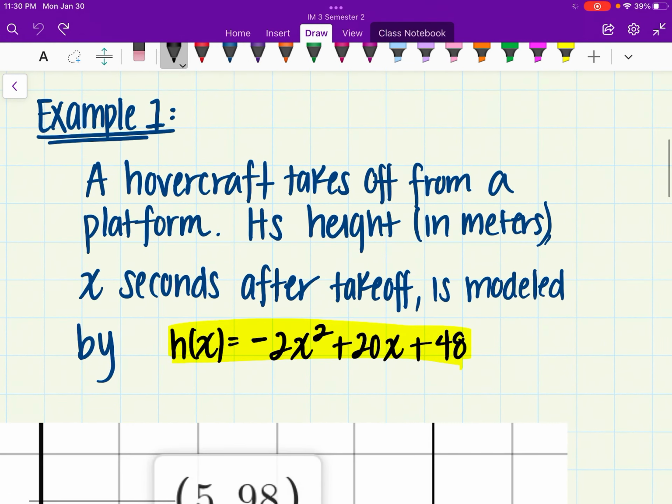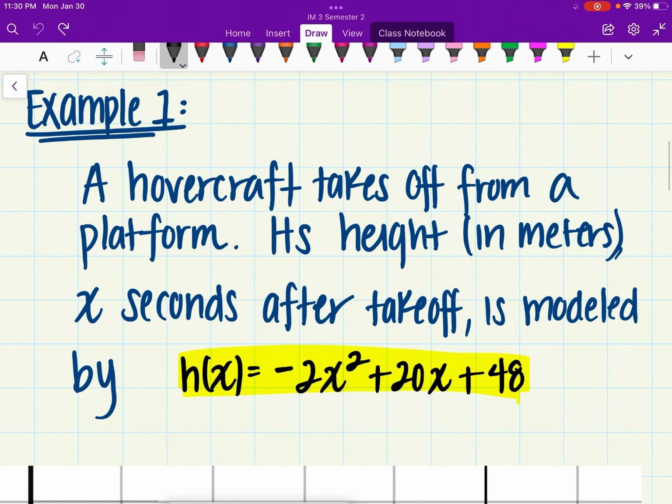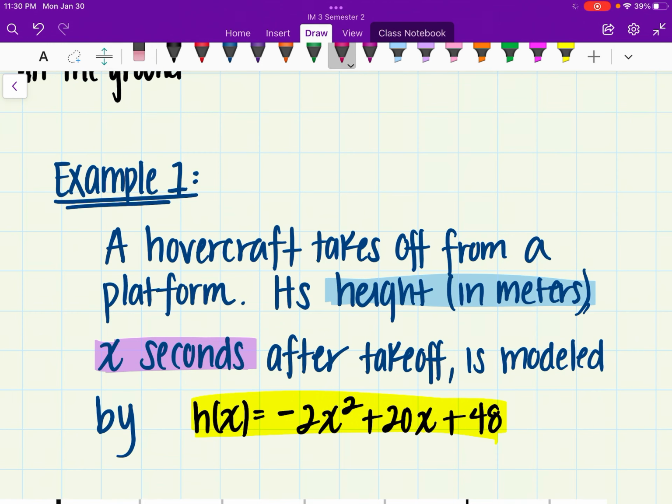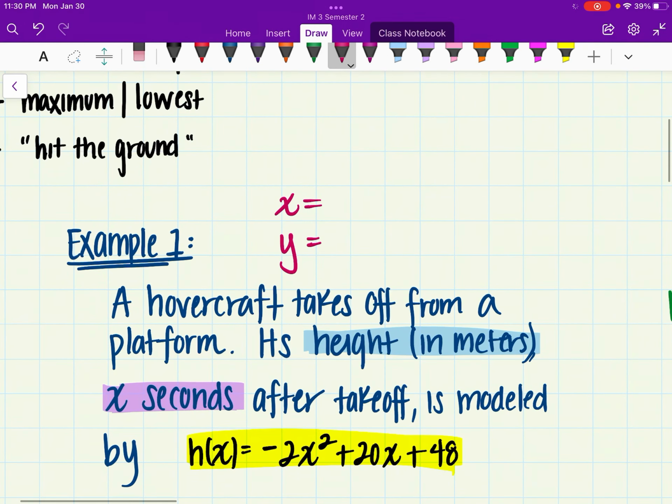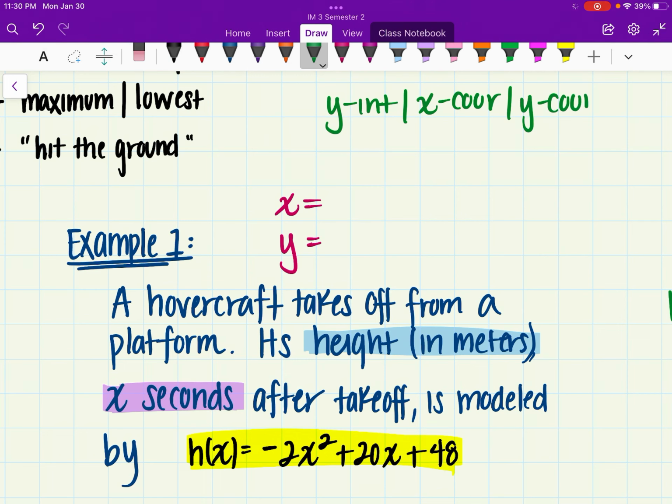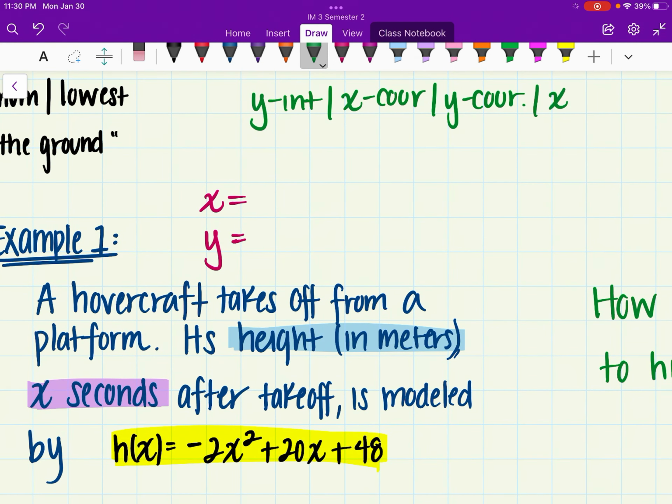Now, from there, I want to take a look back at the prompt here. They're giving us 2 units of measure. It says we have height in meters, and we also have x seconds. I did mention, let's label our variables. I want to identify what x represents and what y represents. This is important because in word problems, they are going to be asking you for key features. The key features we're going to be looking at are either the y-intercept, the x-coordinate, the y-coordinate, and I'll just review that, or the x-intercept.